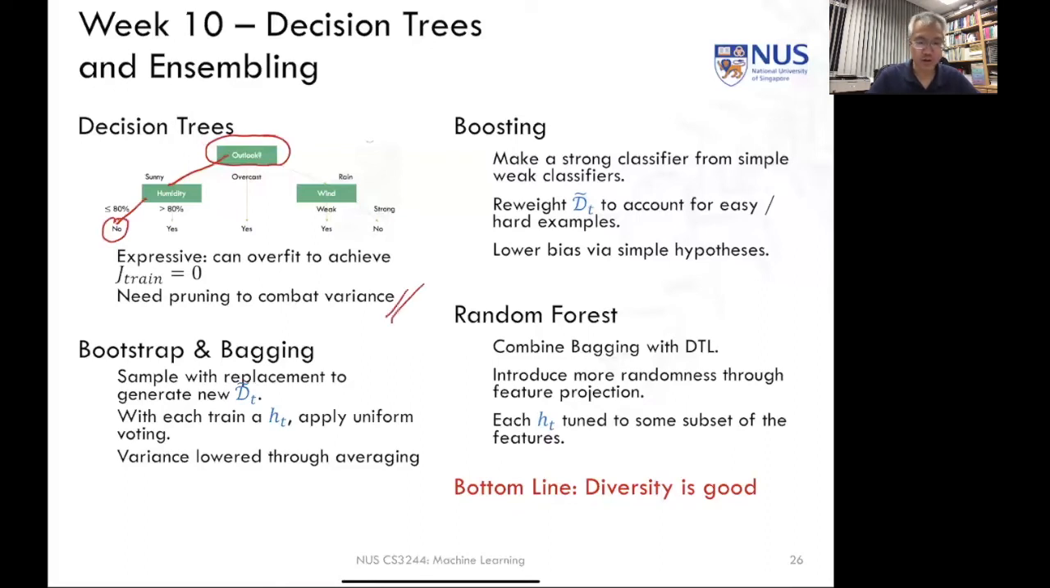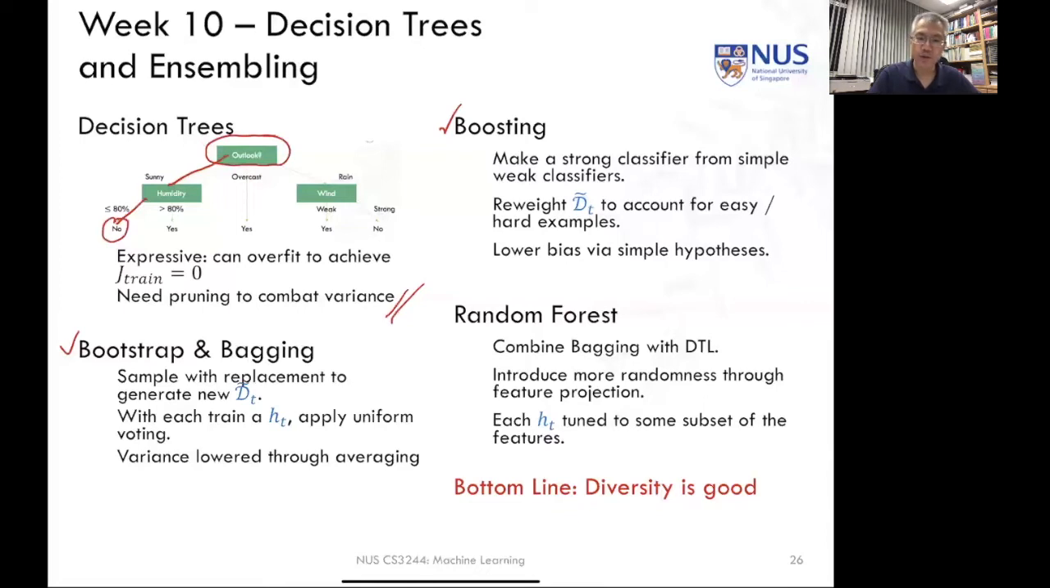After looking at decision trees, we looked at two other methods for creating ensembles: bootstrap and bagging, as well as boosting. In bootstrap and bagging, what we wanted to do was create multiple data sets of the same size as the original data set using a bootstrapping technique where we sample with replacement. With each new sample data set, we can train another classifier and take all of these classifiers together and apply uniform voting to get the ensemble decision. By doing this and having multiple data sets, we can cure or address variance in part.